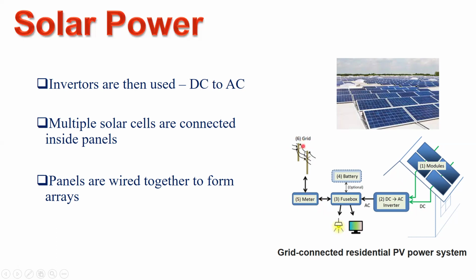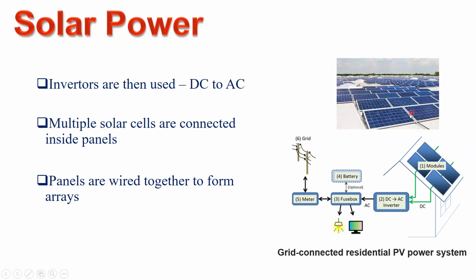So what you have here outside your house or office is a power grid. From that, the power comes into your meter, and the meter is connected to the fuse box. Here is a two-way transfer. Here is also a two-way transfer. And then that AC power is being used for your residential and office needs. So this is the typical schematic representation of a grid connected residential photovoltaic power system.